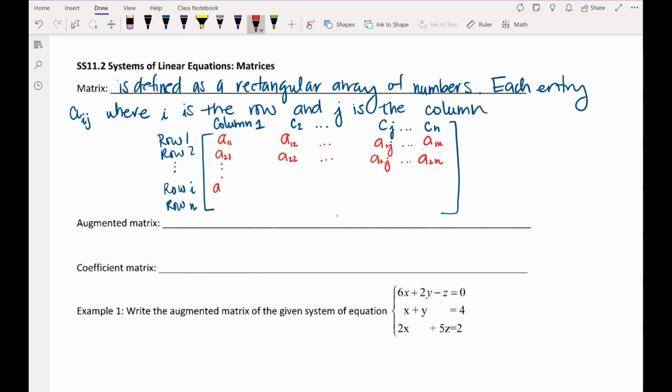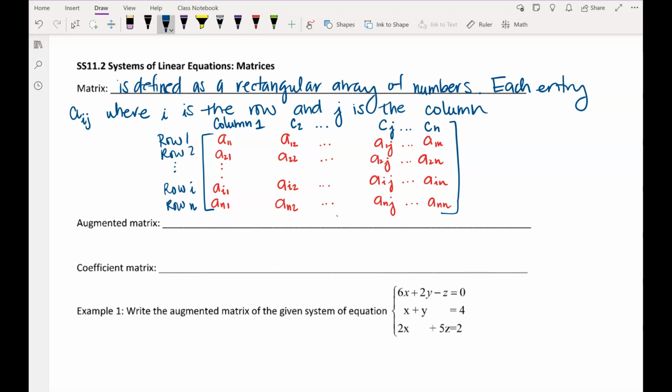So now this is AI1, AI2, AIJ, and AIN. Then our very last row, we call it row N, so that means this is AN1, AN2, ANJ, and this is ANN. So again, the subscript represents row and column.